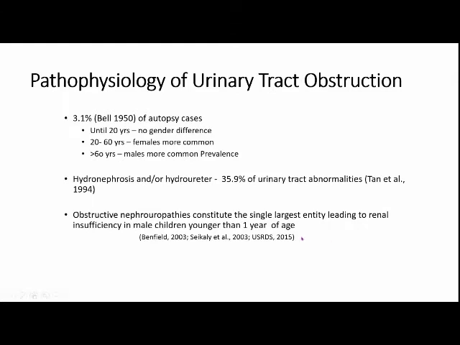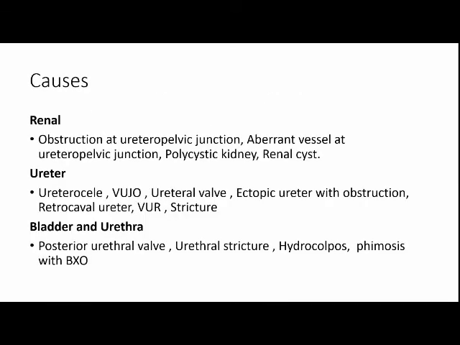So in 2015, one more study says that obstructive uropathies constitute the single largest entity leading to renal insufficiency in male children younger than 1 year of age. So that is the introduction. Then, what are the causes of congenital obstructive uropathy? The renal causes are obstruction at the ureteropelvic junction, aberrant vessel at the ureteropelvic junction, polycystic kidney, and renal cyst.